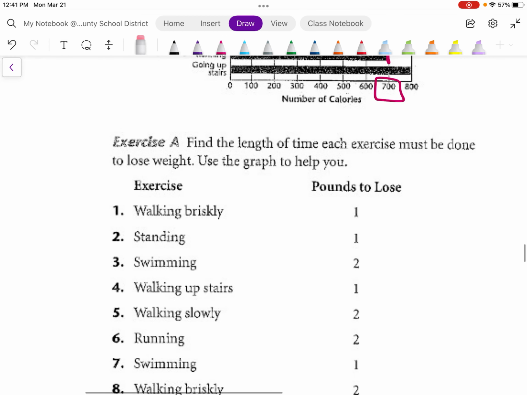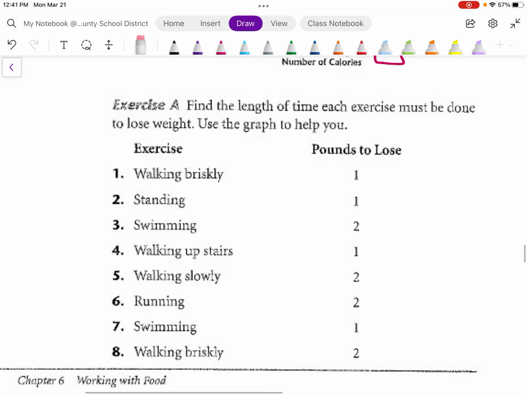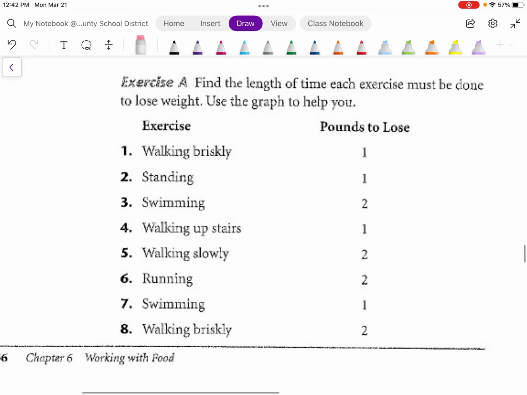Okay? So what you're going to do for these exercises is figure out the length of time that each exercise needs to be completed to lose the weight. So this time I'm going to go ahead and do example number 3. In example 3, we have 2 pounds that we want to lose, and our exercise of choice is swimming.